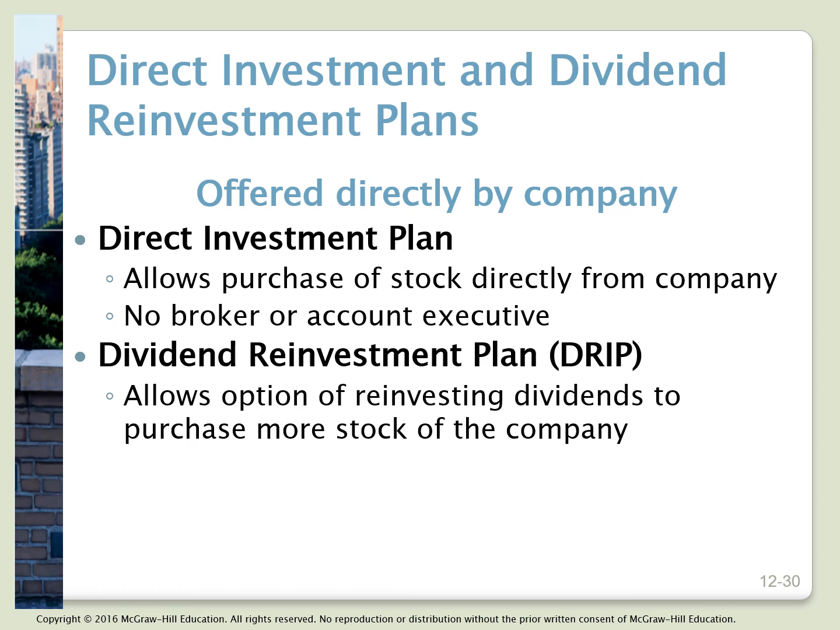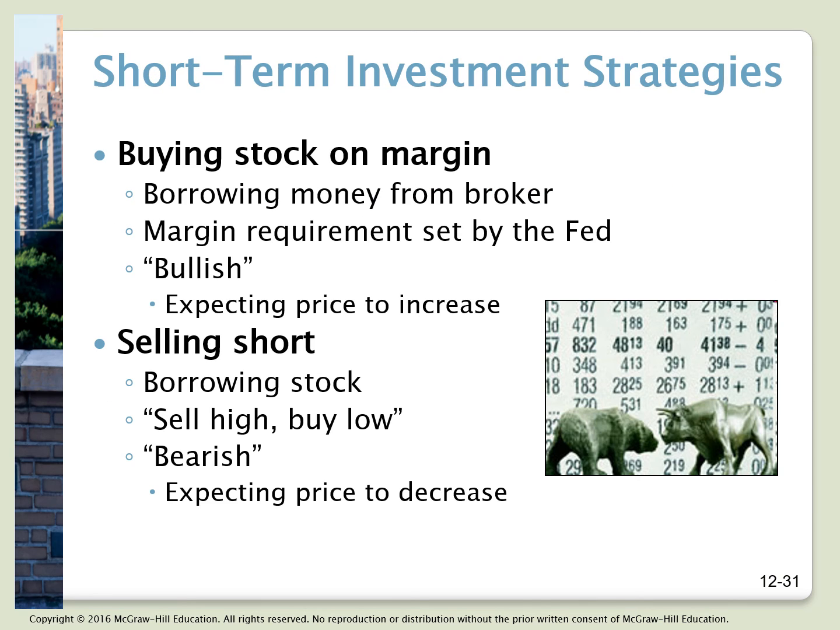Direct investment allows purchase of stock directly from a company. No broker or executive, so you can buy directly from a company. And the DRIP, or the dividend reinvestment plan, allows the option of reinvesting dividends to purchase more stock of the company. So again, this is dealing directly with the company.